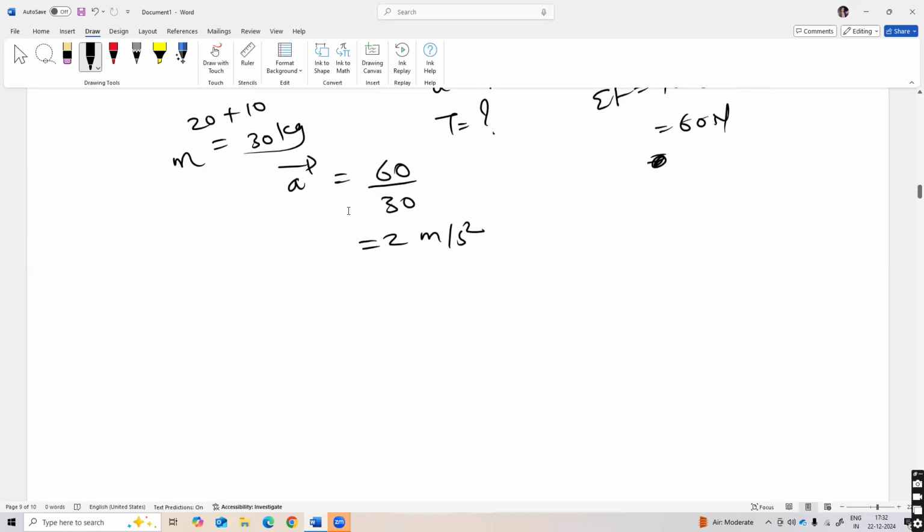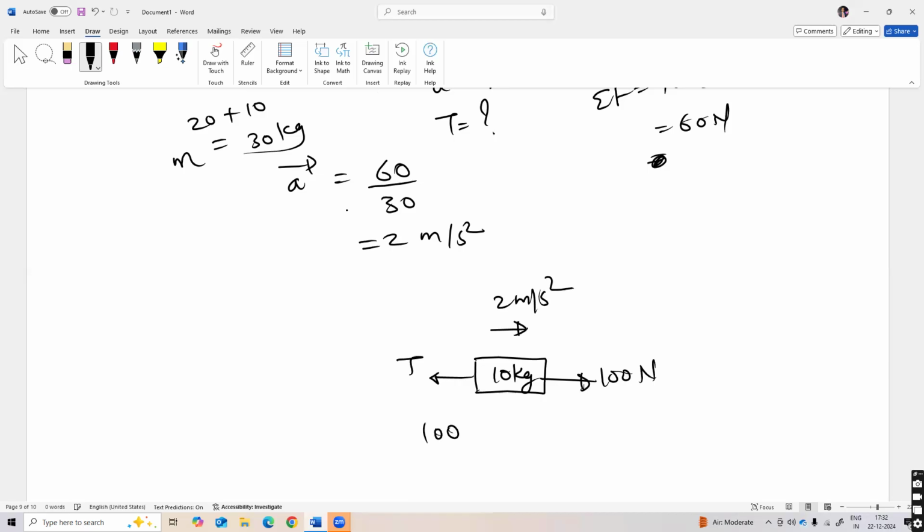Now consider this 10 kg mass here. On this 10 kg mass, there is one force of 100 Newton acting towards right. Then there is a tension acting towards left because of the string, and it has acceleration of 2 meter per second square. So net force is basically 100 minus T, and it is equal to ma. So mass is 10 into acceleration is 2. So 100 minus T is equal to 20, and therefore T is equal to 80 Newton.